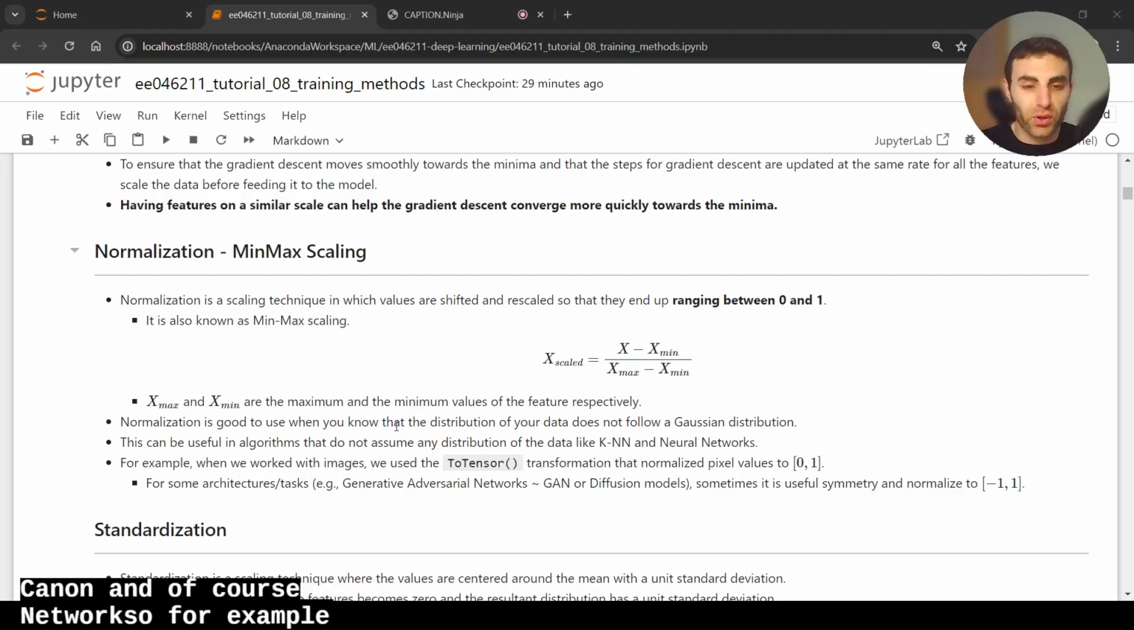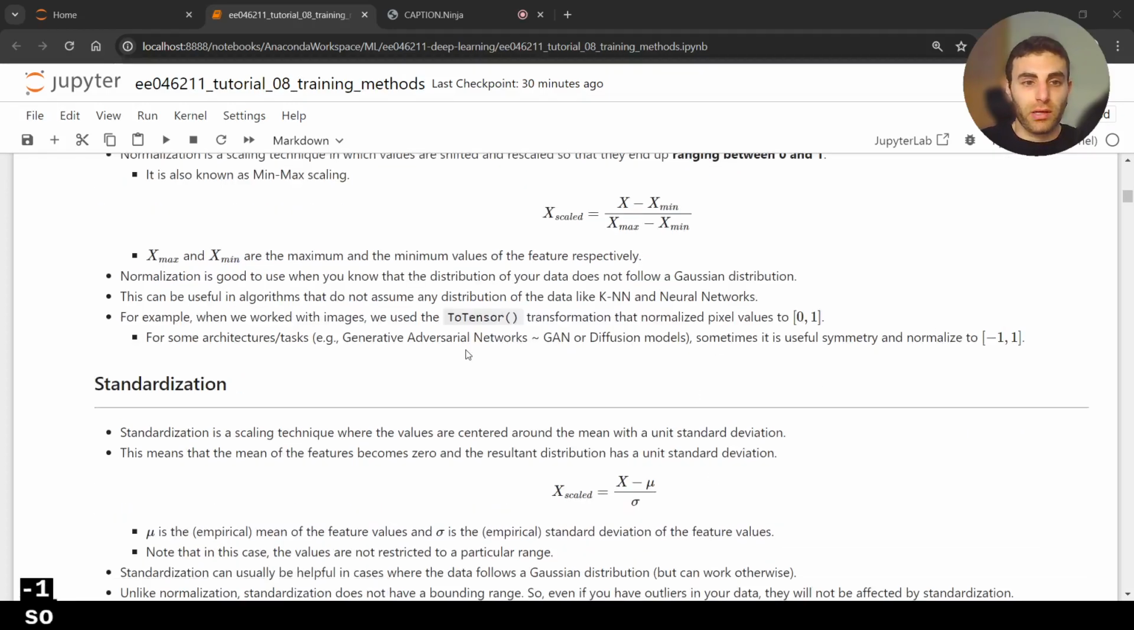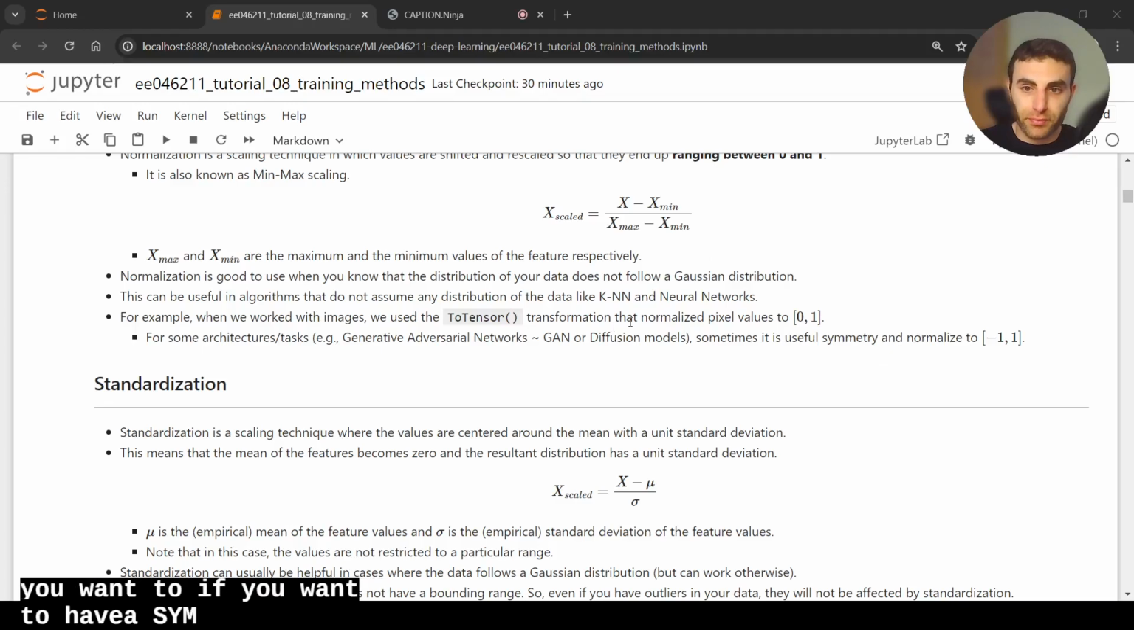So for example, when we work with images, recall that we use the ToTensor transformation, and it took the pixel values between 0 and 255 and normalized them to 0, 1 float numbers. Now, for some architectures or tasks, for example GANs or diffusion models, sometimes it's useful to use symmetry and normalize to -1 and 1. So keep that in mind. Basically, you only need to add the transformation to -1, 1 if you want to have symmetry.